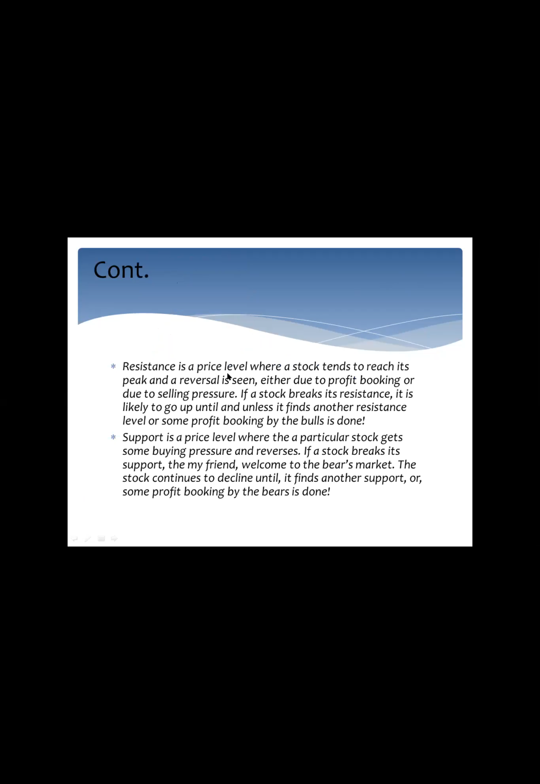Resistance is the price level where a stock tends to reach its peak and reversal is seen, either due to profit booking or due to selling pressure. When a stock breaks its resistance, it is likely to go up until it finds another resistance or some profit booking is seen by the bulls. Support is a price level where the particular stock gets some buying pressure and reverses. If a stock breaks its support, then my friend, welcome to the bear market. The stock continues to decline until it finds another support or some profit booking by the bears is done.